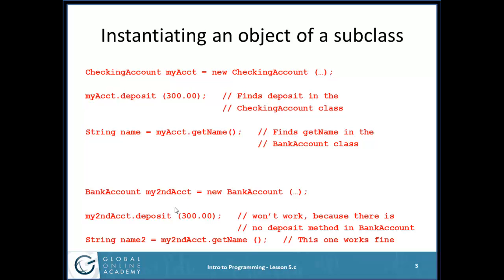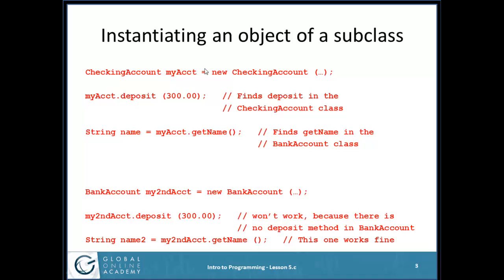So let's see an example. We can instantiate an object of a subclass just the same way we would as if it were any other class. I want a checking account, so I say CheckingAccount, give it a variable name, myAccount, and instantiate it by saying it equals a new CheckingAccount and pass in whatever parameters the constructor wants. Once I've done that, I've got a variable called myAccount that can do everything a checking account can. And a checking account, since it extends a bank account, can do anything a bank account can.